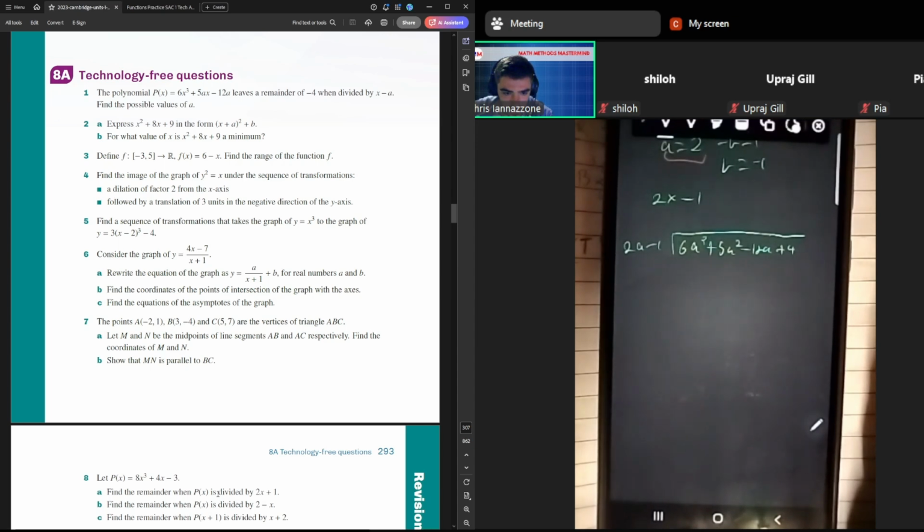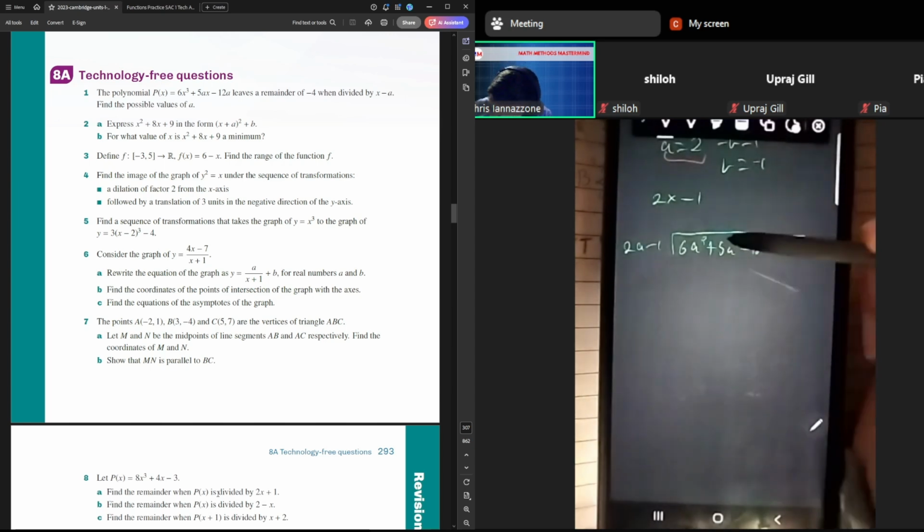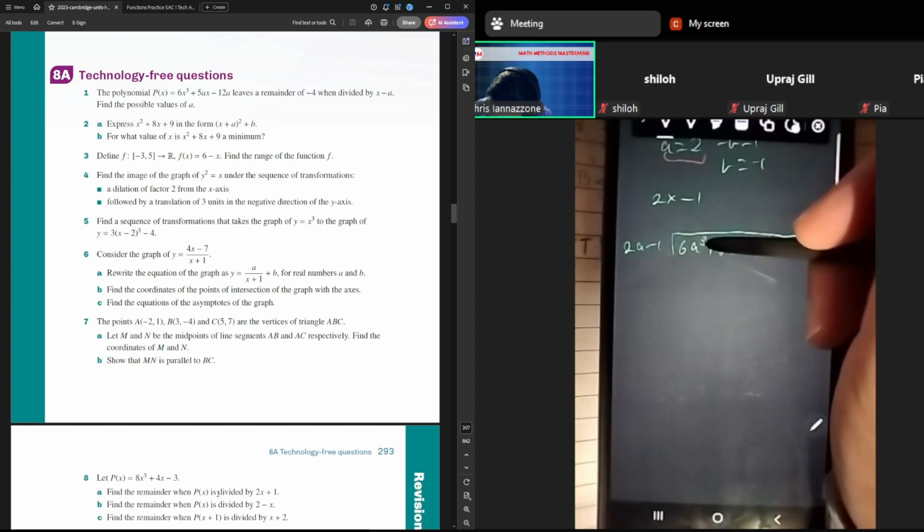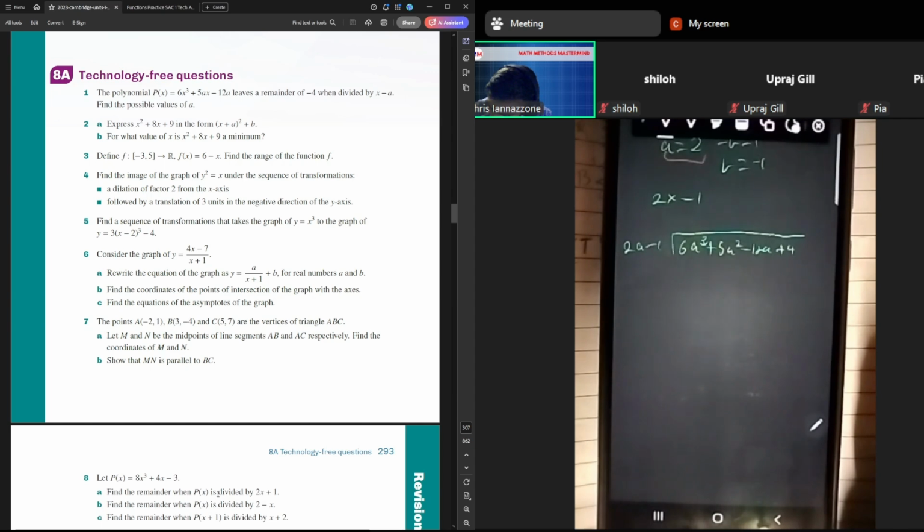Does anyone need me to go through this slow to make sure you can revise all the steps? Otherwise, I'll just walk through it pretty rapidly.